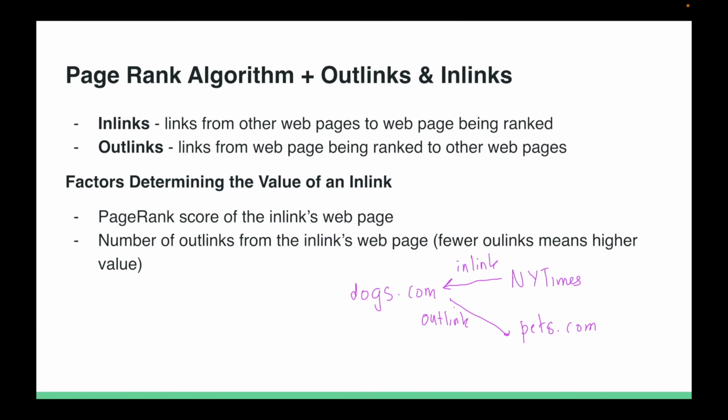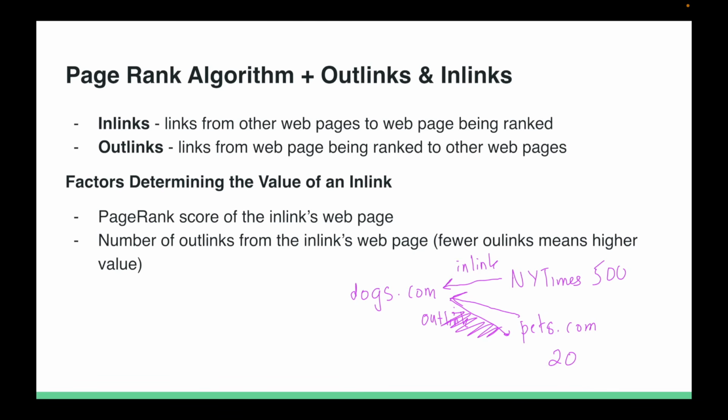One thing you should know, though, is that the value of an inlink depends on how many outlinks there are from that page. So for example, I would say that the New York Times and the pets.com are both authoritative websites, let's say. However, if the New York Times has 500 outlinks, so that means it links to 500 other pages, and pets.com, which is similarly authoritative, only links to 20 pages, that means that an inlink from pets.com, so if we had an inlink from pets.com, and let's just say that we don't have an outlink anymore.